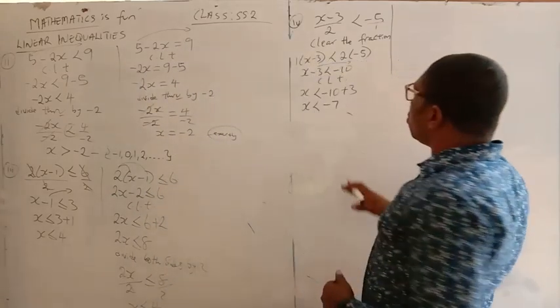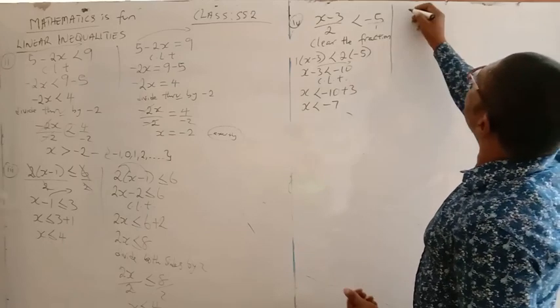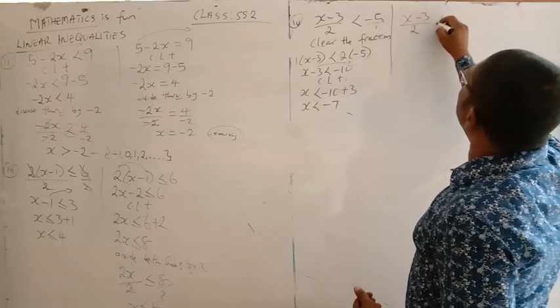If I don't want to go with this method, I can still solve it in another way. Over 2 less than minus 5.